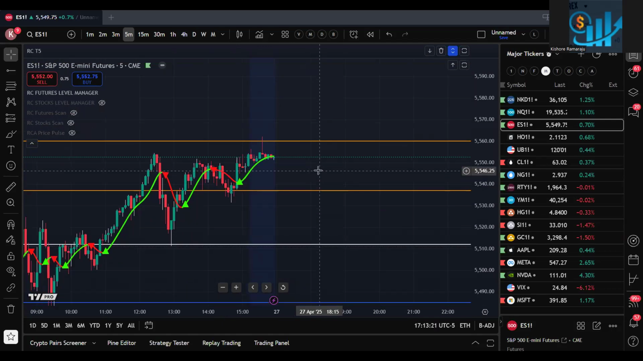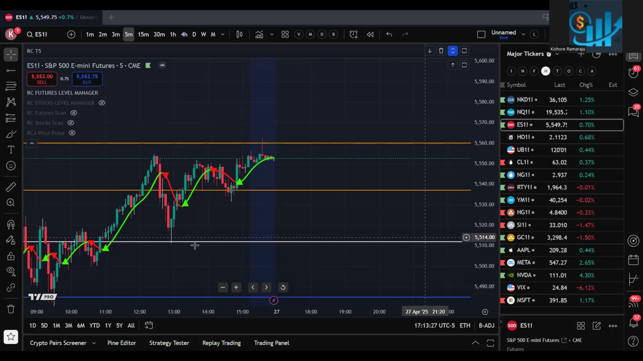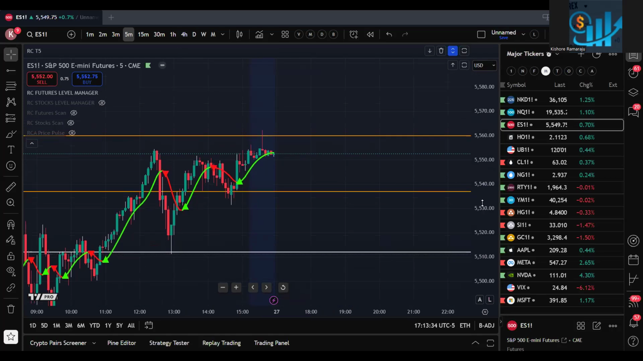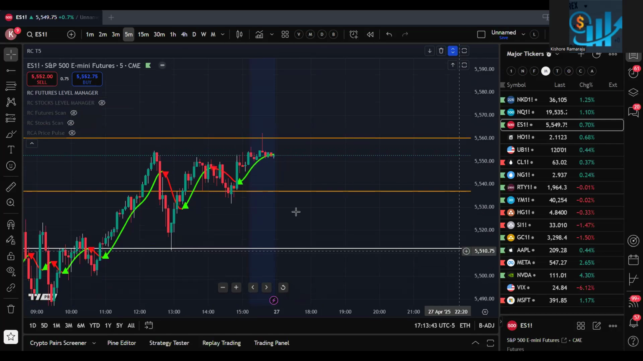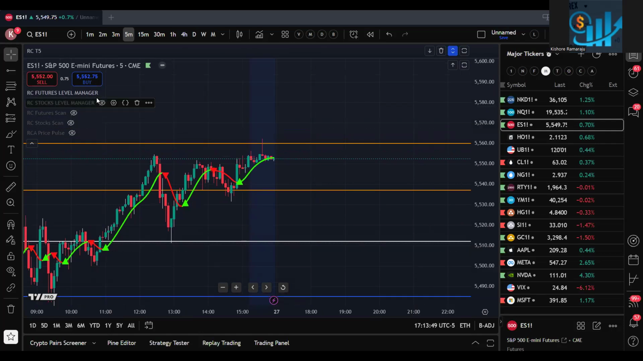So again, we are trying to make it easy so that we don't take trades on the opposite side of the trend, and to make it more and more efficient so that everybody, without any trading experience, can use it. Your price pulse and all those things can be used as a confluence, but with this concept, you should be able to make it much easier.